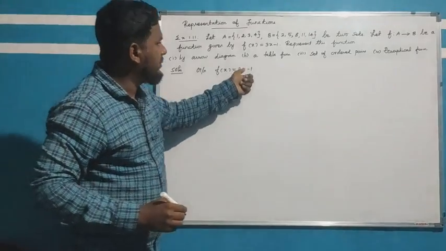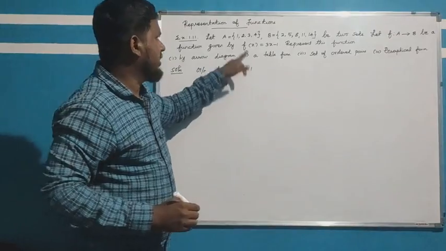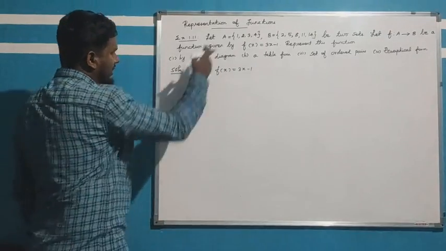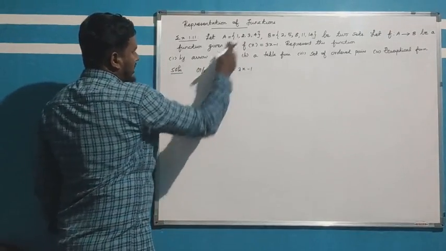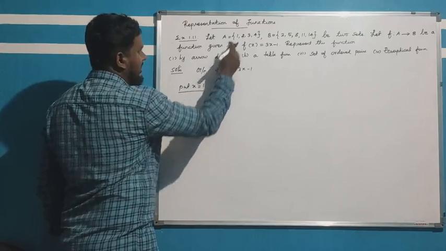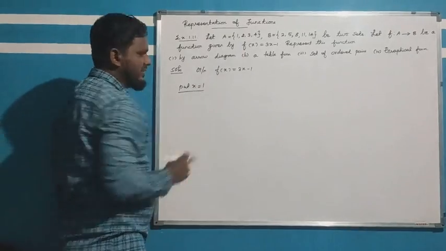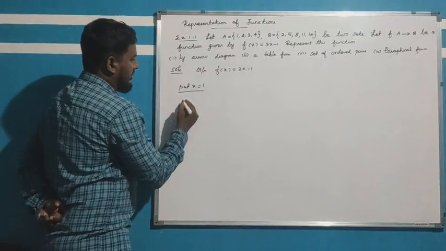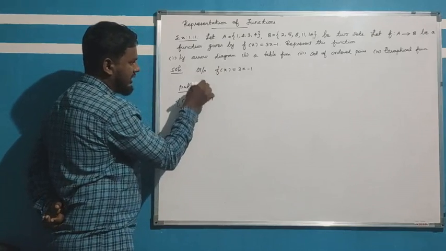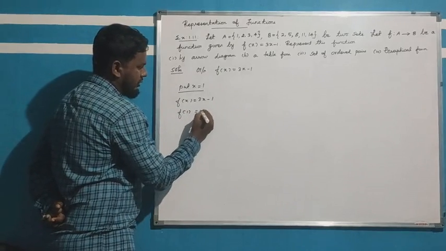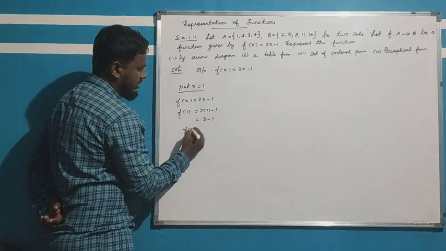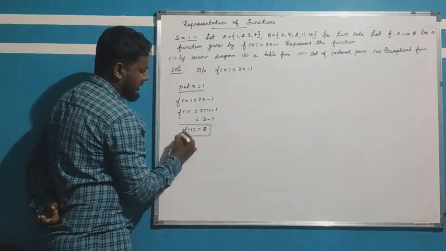Here, what variable are we using? The x variable, which means we take x elements only from the A set. What is the first element? Put x equal to 1 and substitute in f of x equal to 3x minus 1. In the x place we substitute 1, so f of 1 equals 3 into 1 minus 1, which is 3 minus 1. So f of 1 is 2.